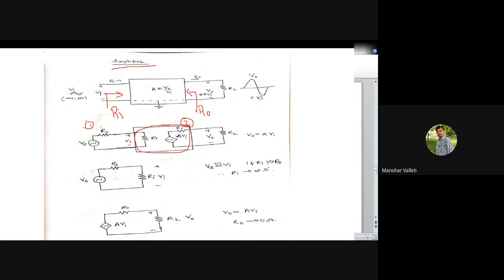From that discussion, Ri has to be very high compared to Rs, meaning Ri has to be infinity. Very high means the highest value is infinity only. In the same way, R naught has to be very small; the smallest value is 0 ohms. So the ideal op amp tries to have characteristics like this.